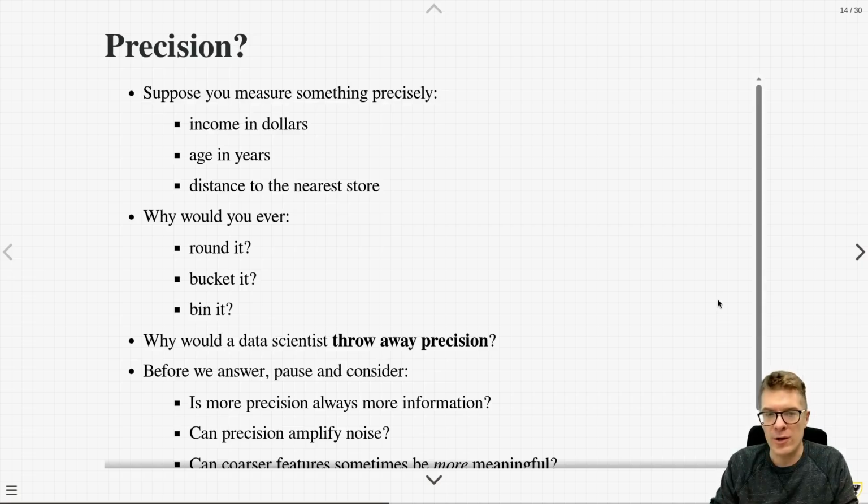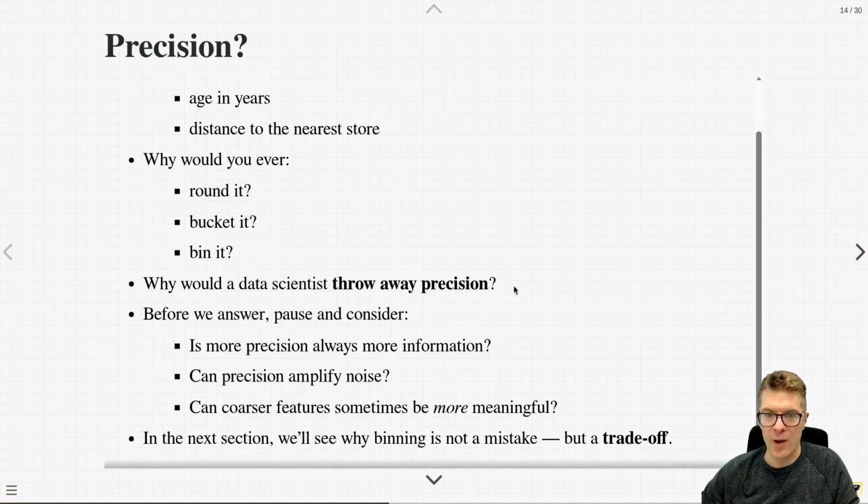Why would we do this? Why would we round the data? Why would we bucket our age into quadrants like we saw right at the beginning? And why would we bin things? This seems to be counterintuitive. We seem to be throwing away precision. Our intuition is that it's better to know that someone is 26 and not 25 than just knowing that they're in their 20s.